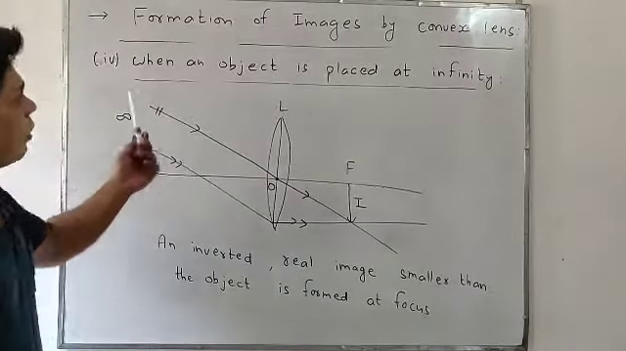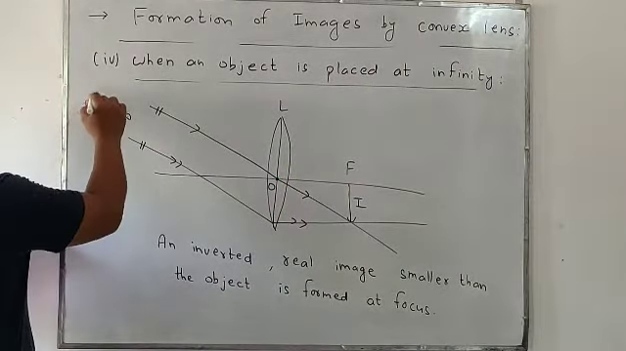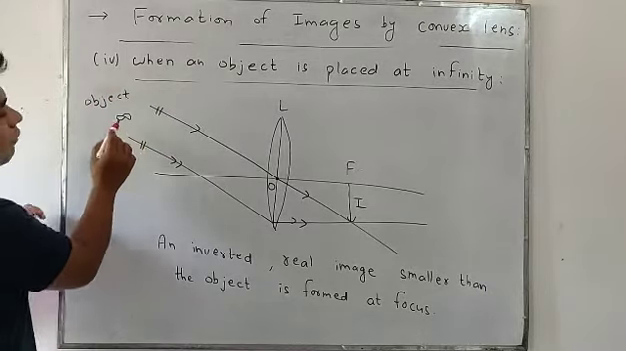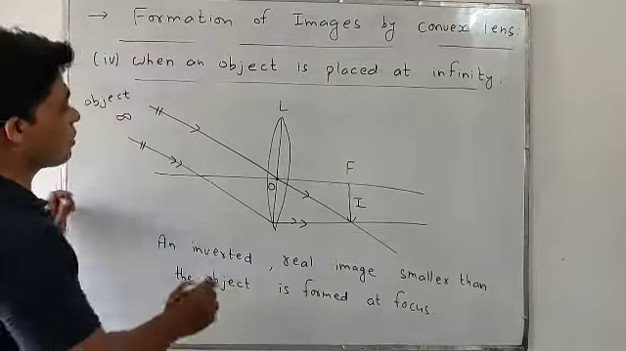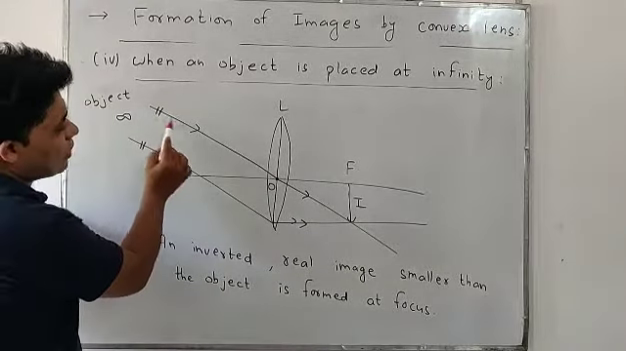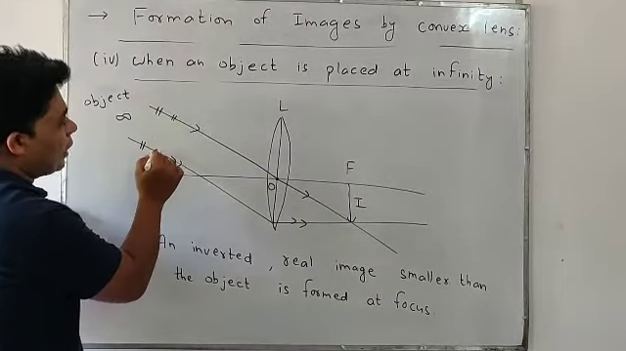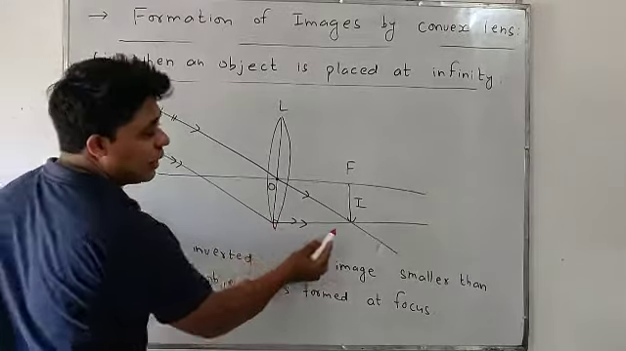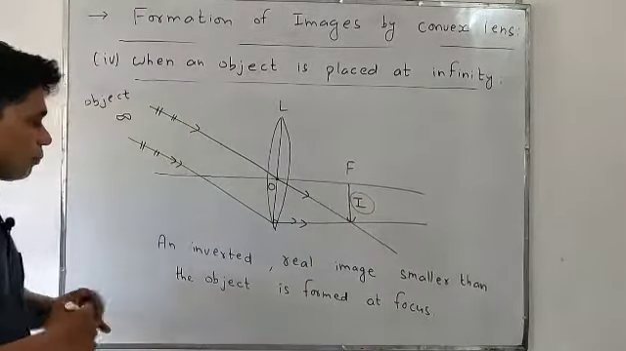Now students, fourth case: when an object is placed at infinity. Look at students, this time the object is placed at infinity. Whenever the object is placed at a far distance, at infinity, parallel light rays come to the convex lens. A ray incident passes straight. Another parallel light ray comes and gets refracted. After passing through the lens, both intersect, and at that point we obtain the image.